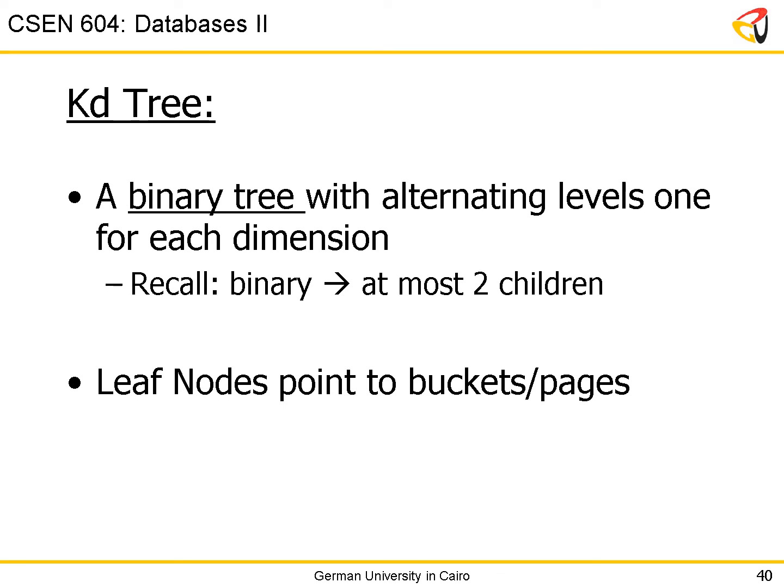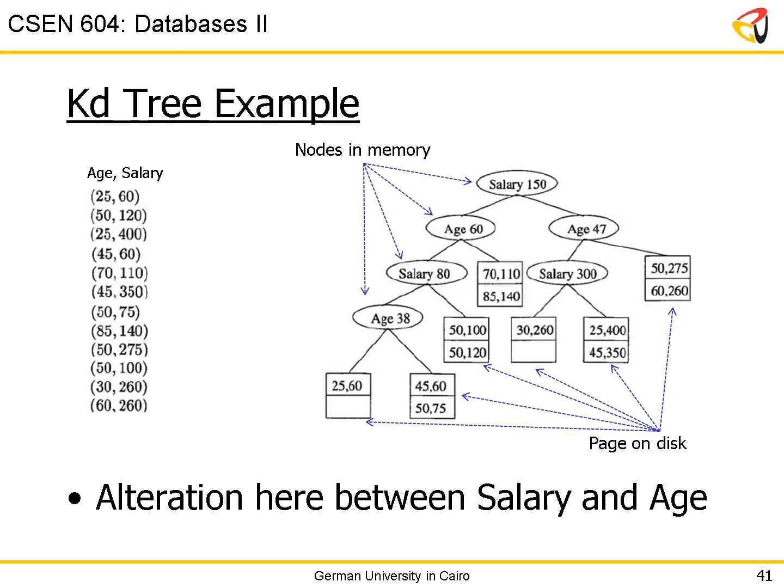Now, just like all the indices we have seen, you have to point to the pages of the table, and that will be the case at the bottom of the KD tree. Just like at the bottom of the B+ tree, you point to the pages of the table. This is an example of a KD tree. The idea is very simple.